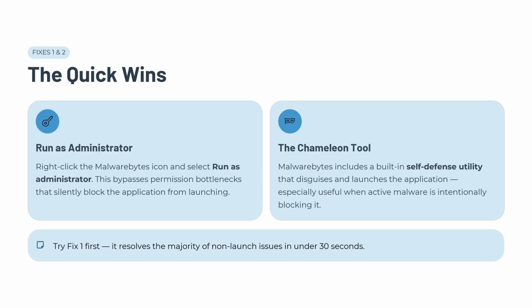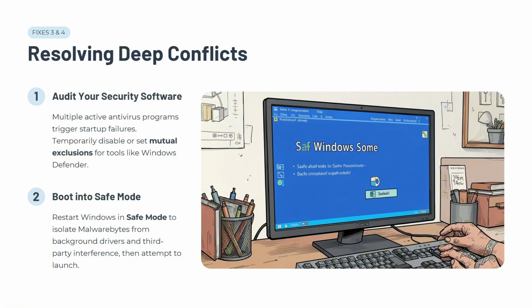So, the quick win: run as administrator. Right-click the Malwarebytes icon and select Run as administrator. This bypasses permission bottlenecks that silently block the application from launching. The chameleon tool: Malwarebytes includes a built-in self-defense utility that disguises and launches the application, especially useful when active malware is intentionally blocking it. Try fix one first, it resolves the majority of non-launch issues in under 30 seconds.